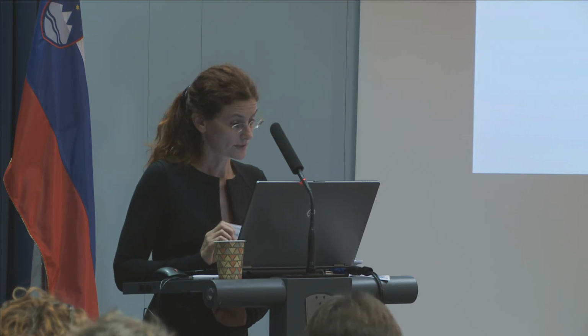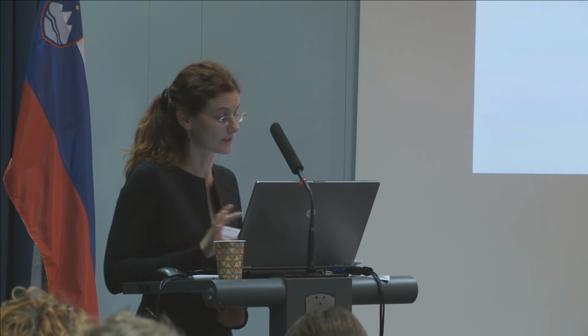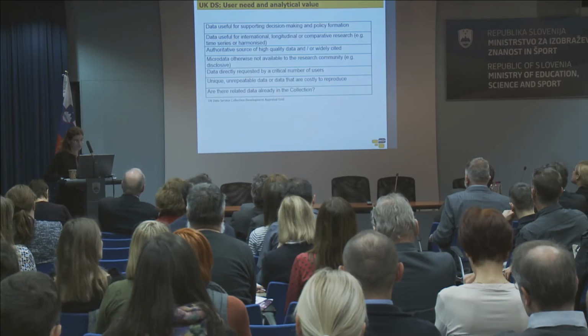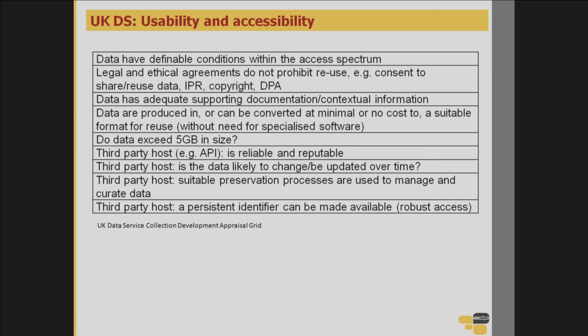So I copied this part from the appraisal grid, so it's very simple. There are questions, and you have to answer yes or no. For the user need and analytical value, there are questions like: is the data useful for supporting decision making and policy formation, yes, no; useful for international longitudinal or comparative research, yes or no, and so on. Not to be too long, I will skip reading these questions. Then there is another section, usability and accessibility of the data. Again, some questions on this topic to be somehow resolved.